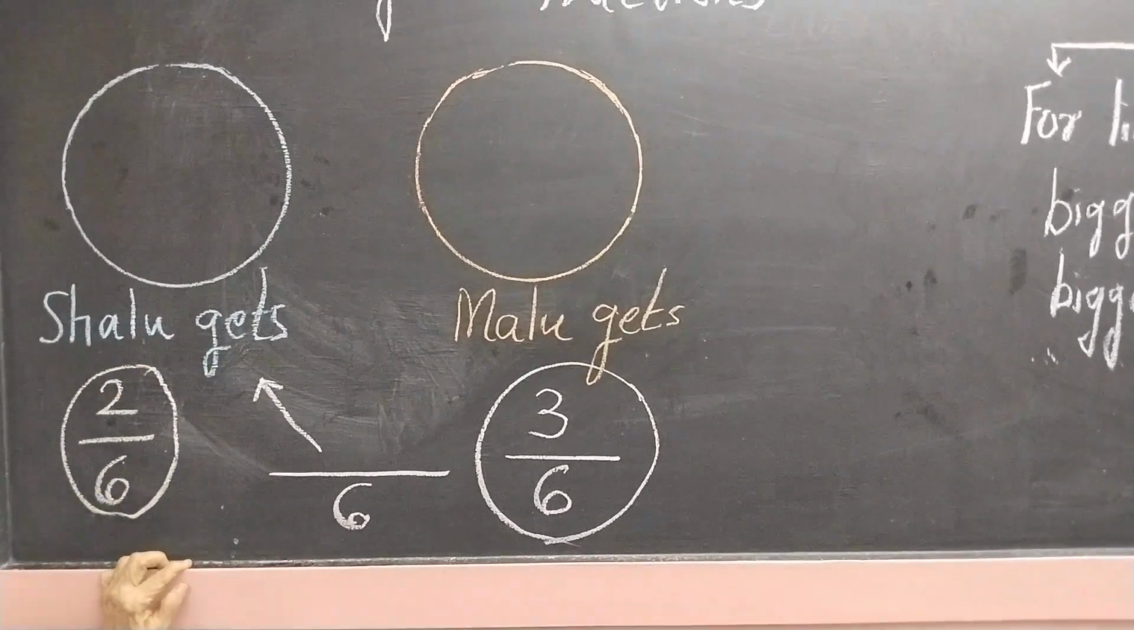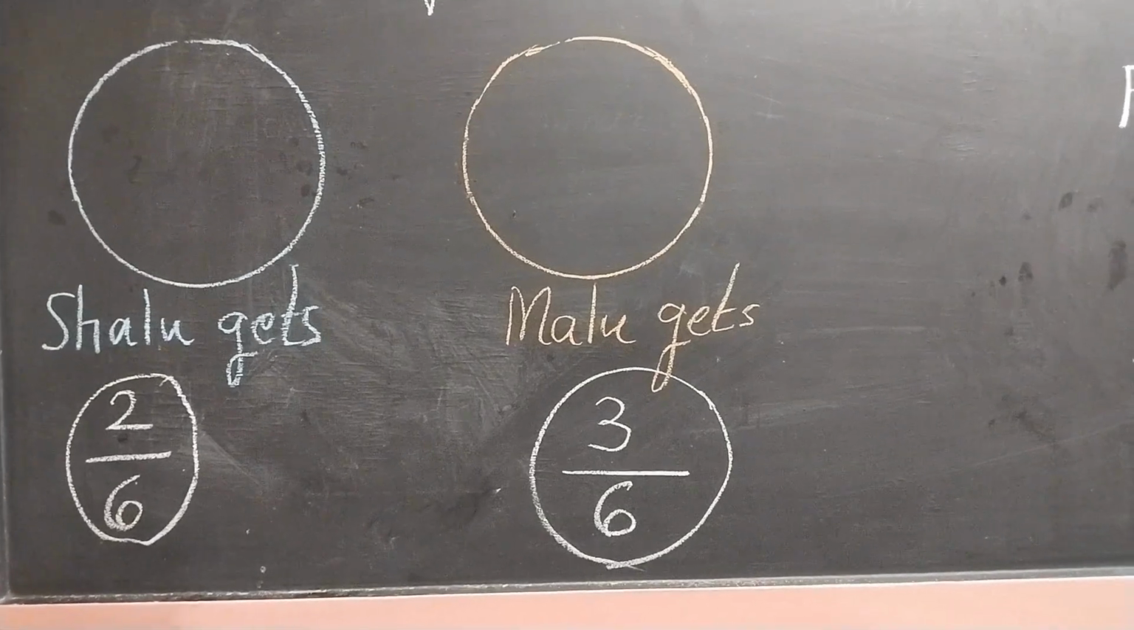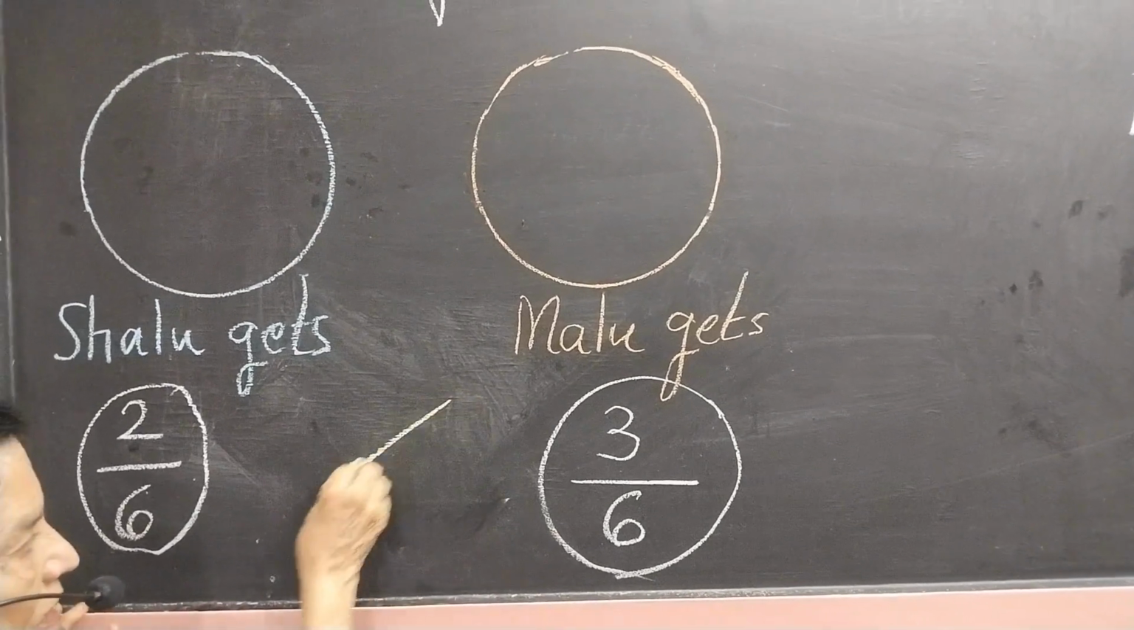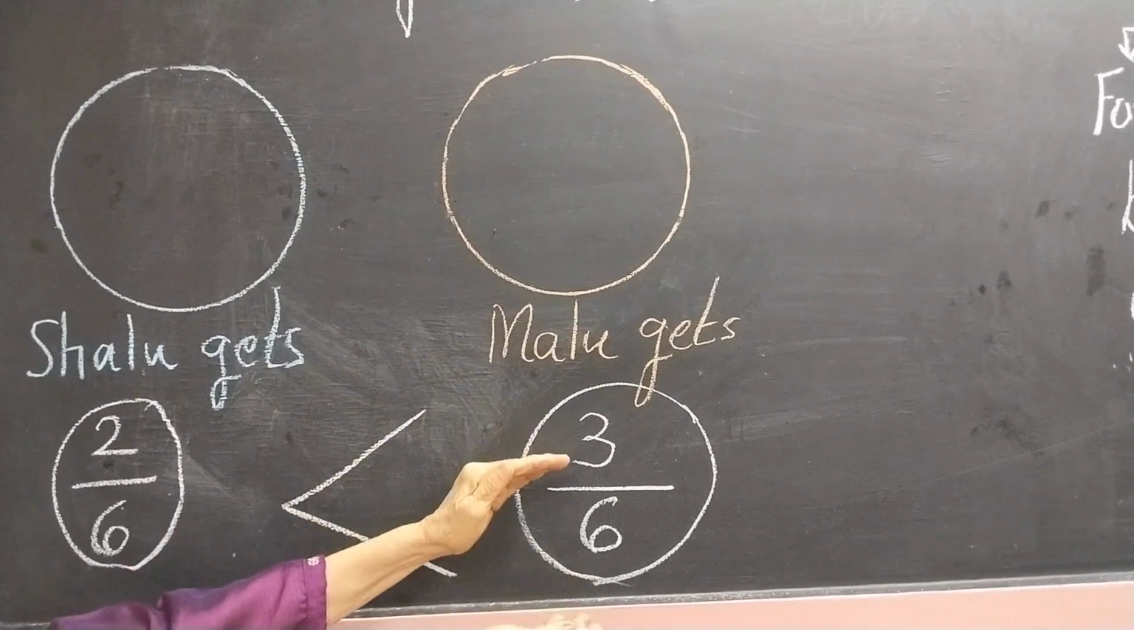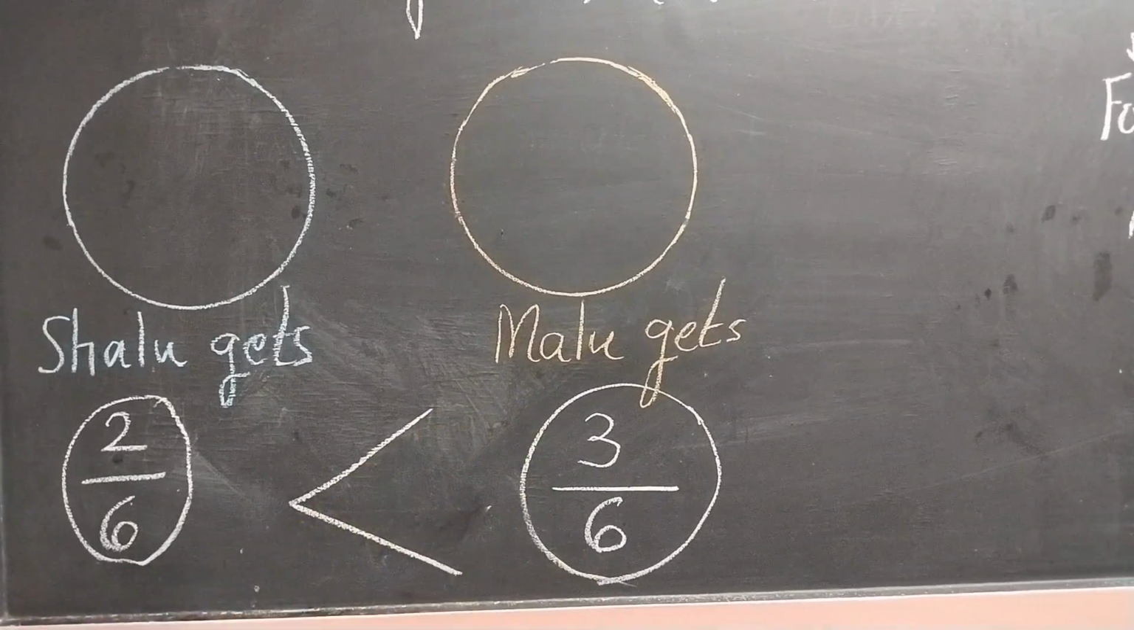And how do we represent it? We represent it by this particular symbol. The open wide mouth is towards the bigger number.